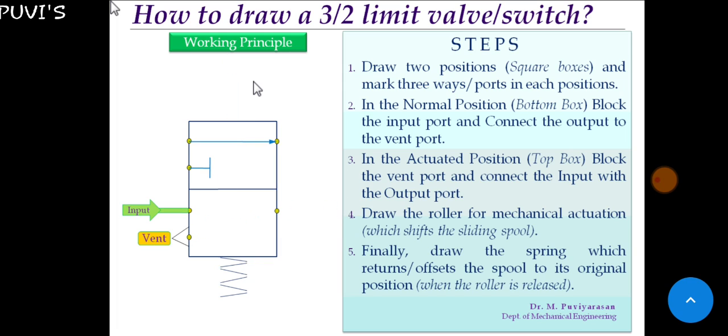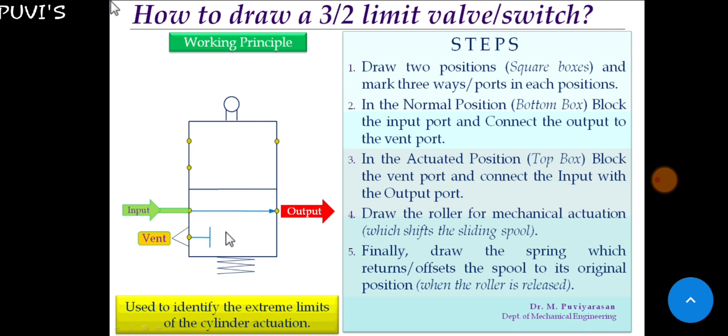When the roller is actuated by a pivot during the end of extension or retraction stroke, the spool slides. This connects input with output and at the meantime blocks the vent port. Hence, when the roller is actuated, we get the output which could be used to obtain the necessary sequencing.